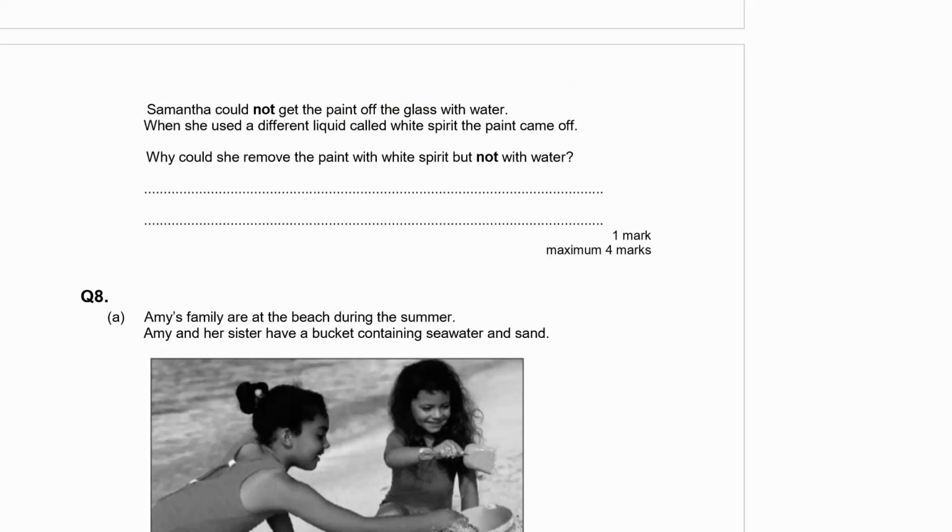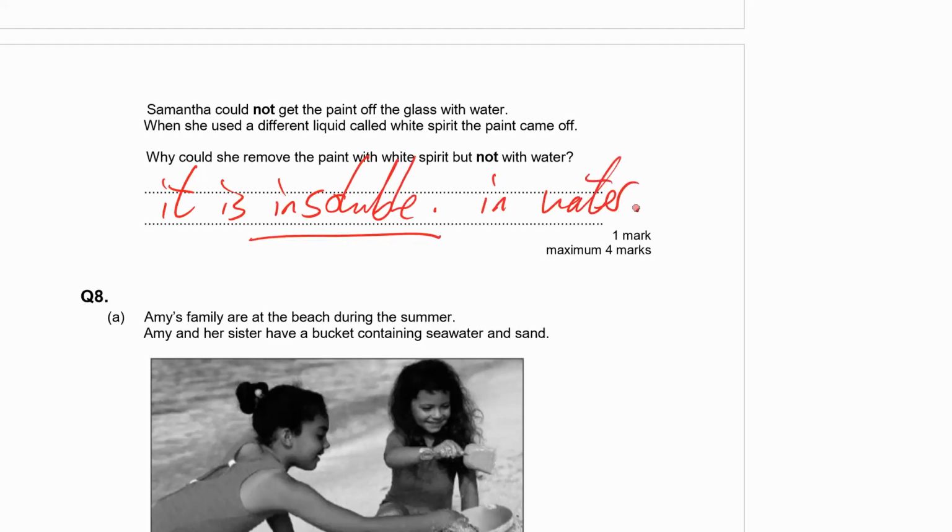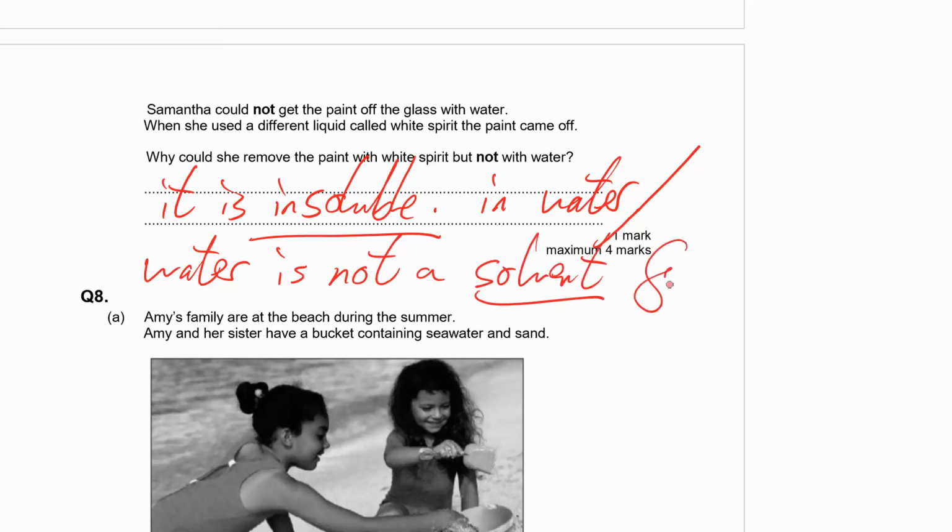So Samantha could not get the paint off the glass with water. When she used a different liquid called white spirit, the paint came off. Why could she remove the paint with white spirit but not water? You just need to say it is insoluble. So here are those key words: insoluble in water. You could have also said water is not a solvent, another key word for paint. So it was really important you understood those key words to answer this question.